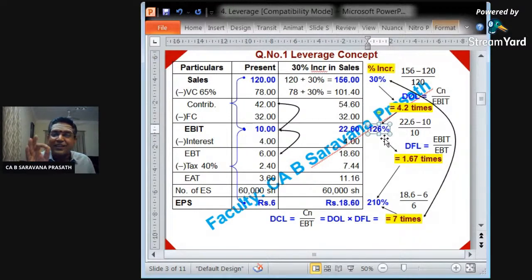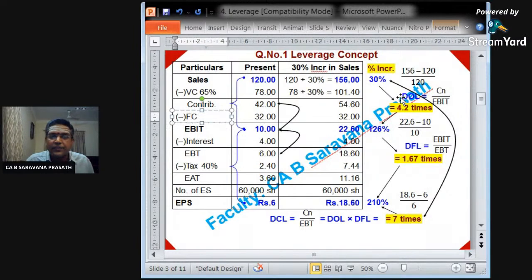One, the fixed cost remaining constant, we call that as the operating leverage. The interest component remaining constant, we call it as the financial leverage. Now, fixed cost remaining constant is called operating leverage. So, we have a formula for operating leverage.